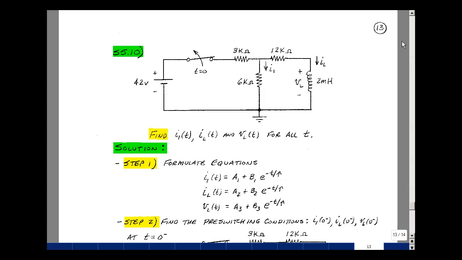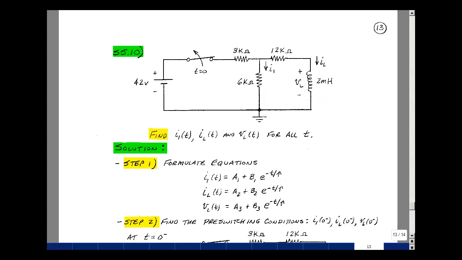This lesson deals with supplemental problem 5.10. You can find this problem in the course ebook in the Chapter 5 supplemental problem starting on page 13. Given this one inductor circuit with a switch that opens at time t equals 0, could you find the current I1 of t, I sub L of t, and V sub L of t for all time?